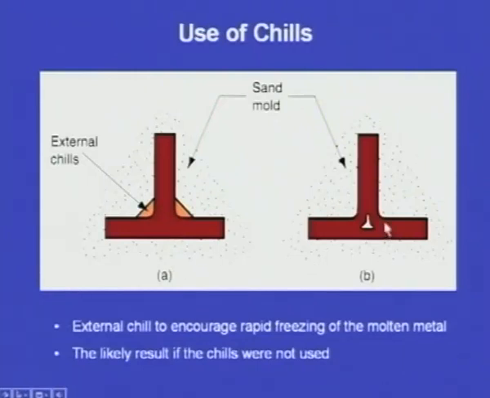Here also this is a casting, and here one shrinkage cavity has arisen, and here we have kept chills, means the metallic blocks, and these blocks have extracted heat rapidly from the casting. So, this portion has frozen much earlier, or a little earlier. So, the possibility of the formation of the shrinkage cavity is not there.